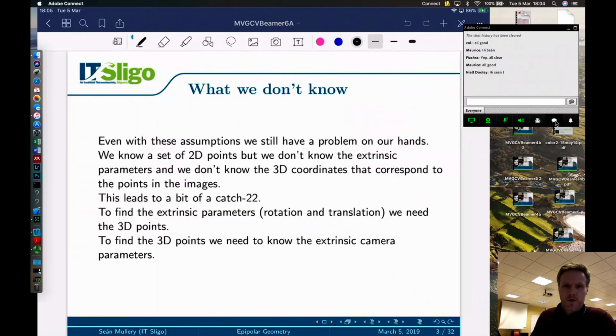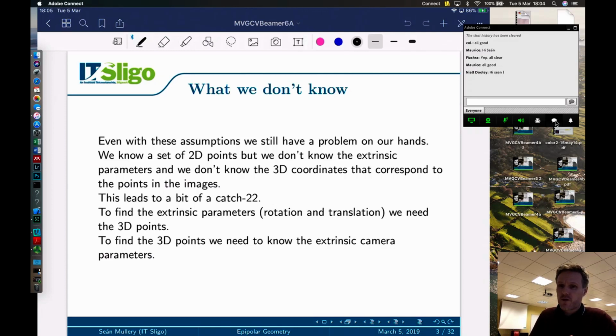So what do we not know? Even with these assumptions, we still have a problem on our hands. We know a set of 2D points, but we don't know the extrinsic parameters. The extrinsic parameters are the positions of the camera where it has taken both its images. So we don't know the rotation and translation that is taking place between those two views.